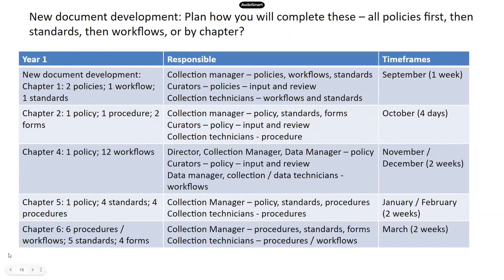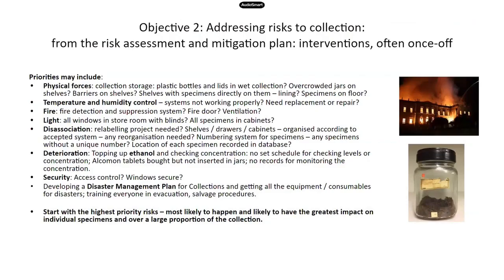And then this would be a new document development. So you can plan how you're going to break it down. Are you going to do all your policies first, then all your standards, then all your workflows, or are you going to do everything chapter by chapter? So it's again thinking about how you're going to tackle it, how you're going to spread it out, who's going to be involved, and what are they going to do. And then that'll be the plan for objective 1, then the plan for objective 2, addressing the risks.